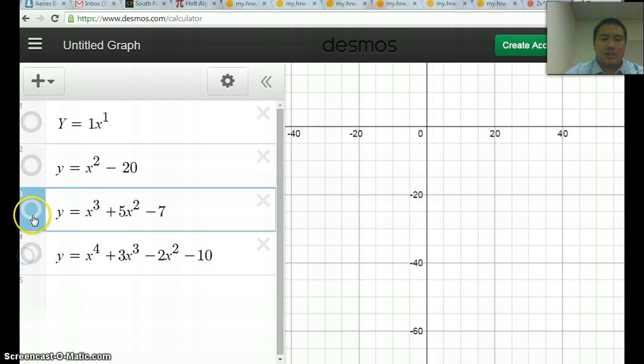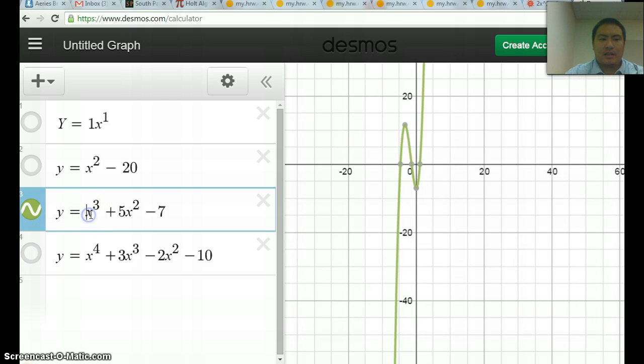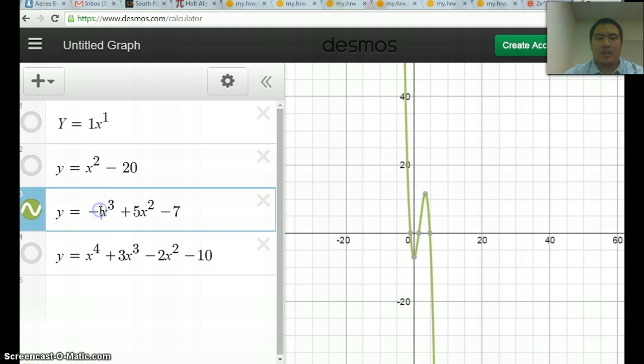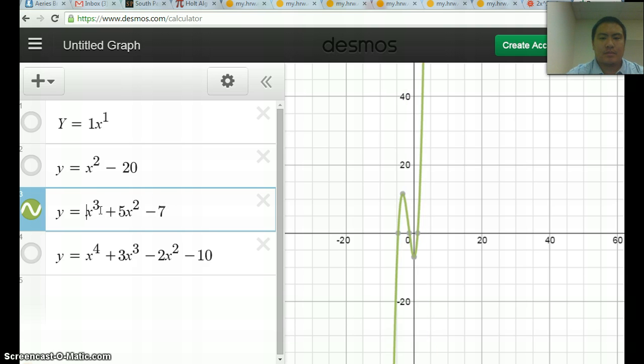Same thing with this one, the cubic. I have that and I can make it go down by doing that. Right? And now it's going the opposite way. Instead of being up down, now it's down up. Okay. Alright, so hopefully that kind of clears up that idea for you guys.